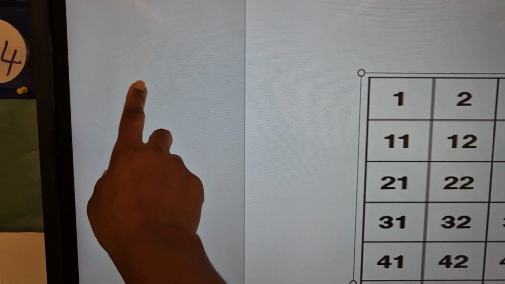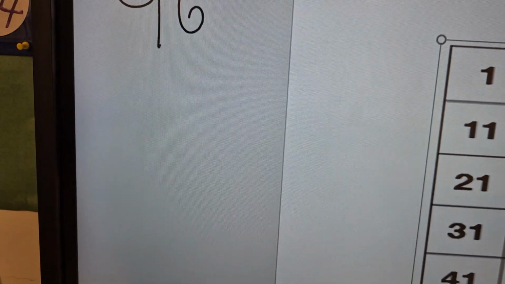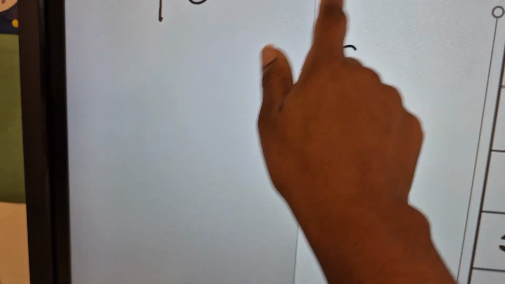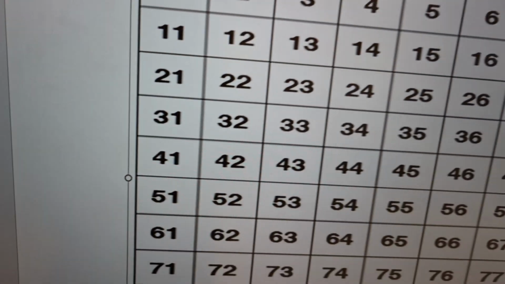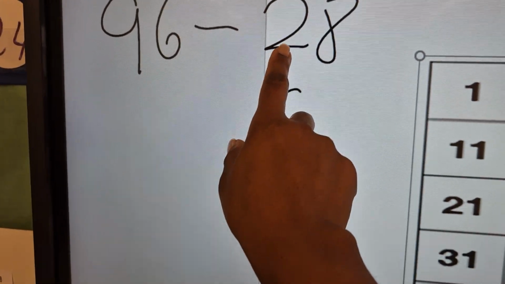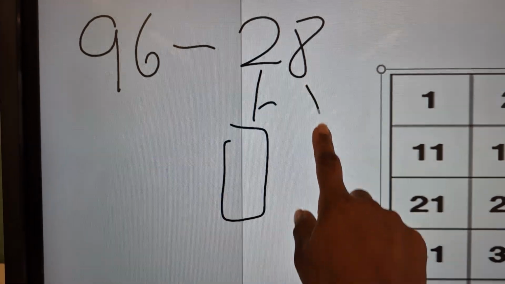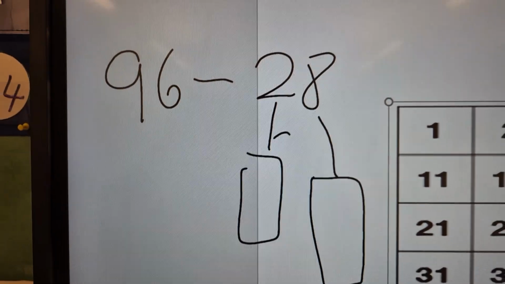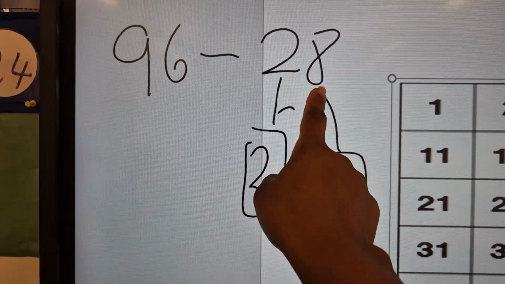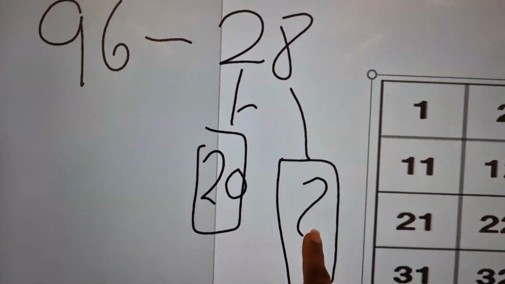I am going to write my equation: 96 minus 28. So on the 100 chart, before I do anything, I am going to break down my 2 and my 1s. So we have 2 10s in 28, and we have 8 1s.